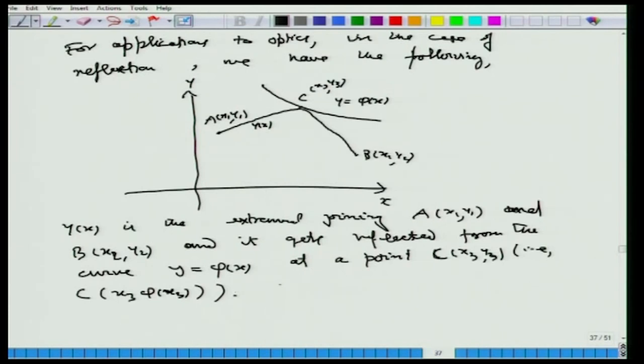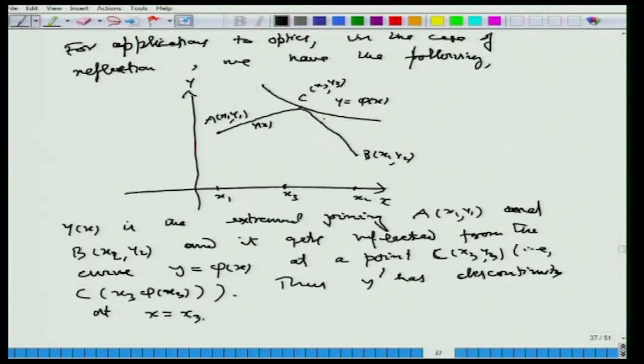So, obviously here y has, y prime has a discontinuity at x equal to x 3. So, here this is x 1, here this is x 2, and this point is x 3 here, which is the abscissa of the point C, and y 3 is the ordinate of this point C.